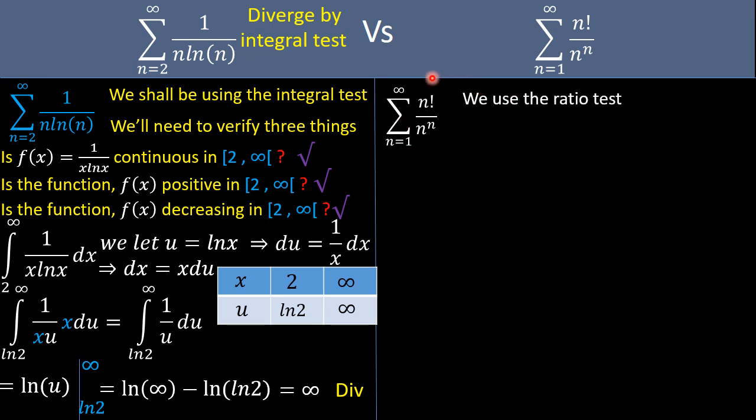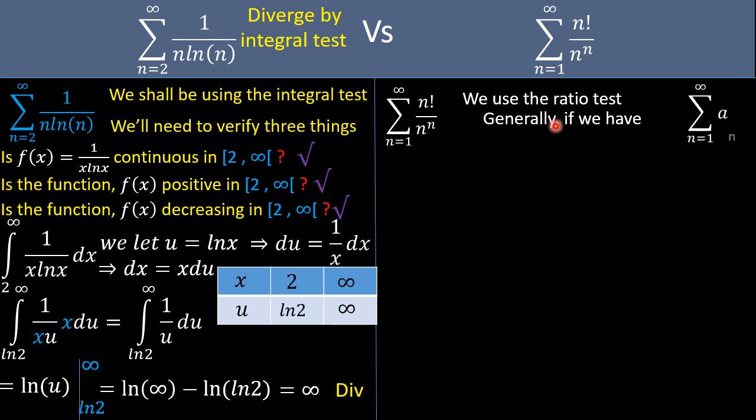Great. So friends, each time you're given a series and you see a factorial in it, that's a good sign to use the ratio test. It's so good, so cool, because the ratio test is going to reduce it, and it's going to work out so nicely. Great. So friends, this is how the ratio test works.